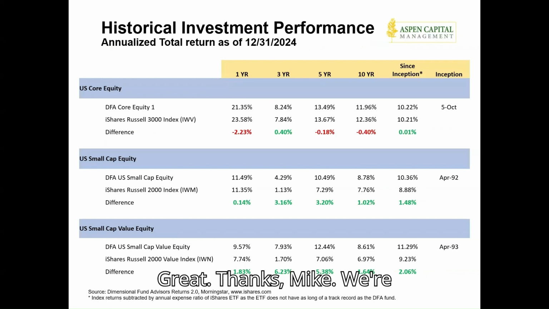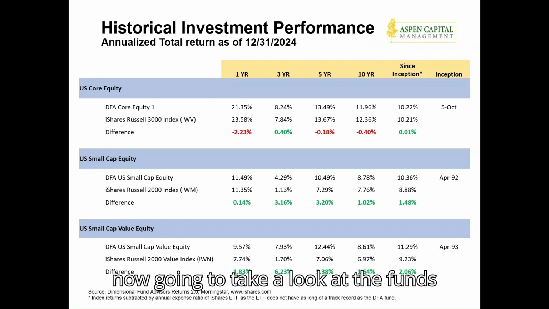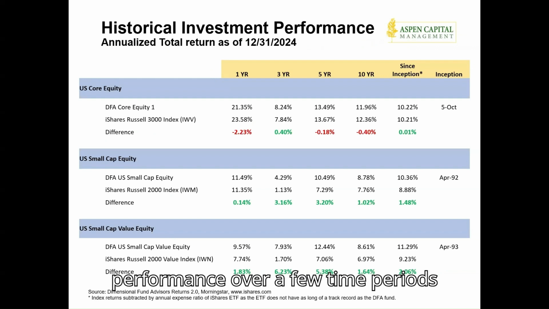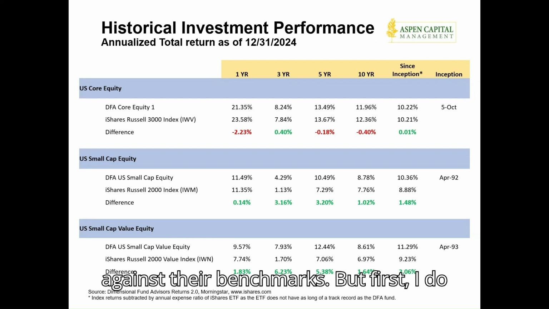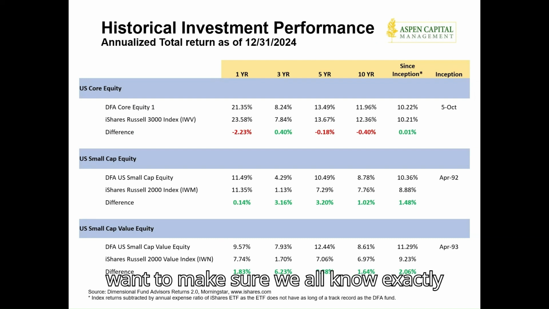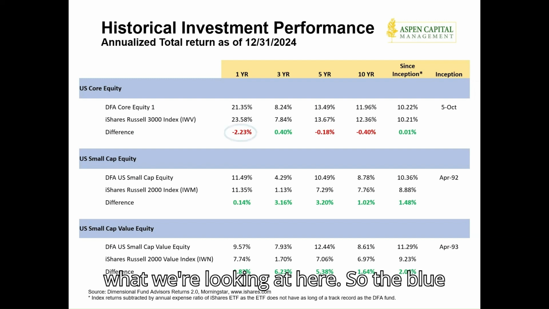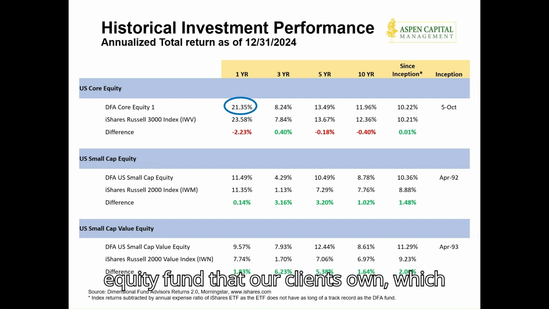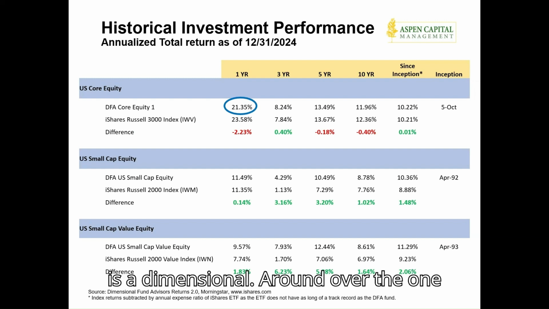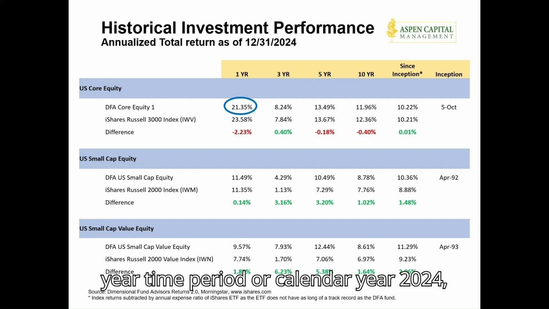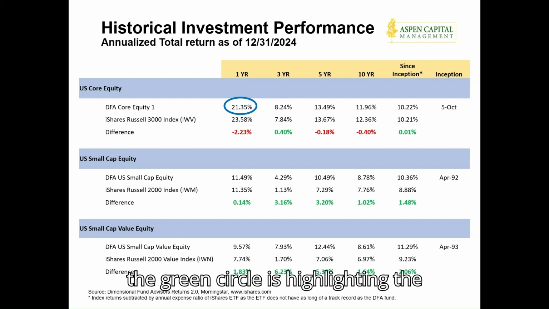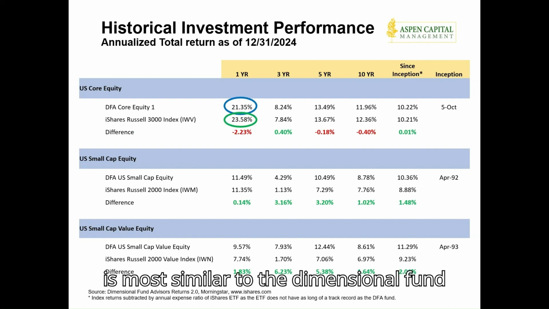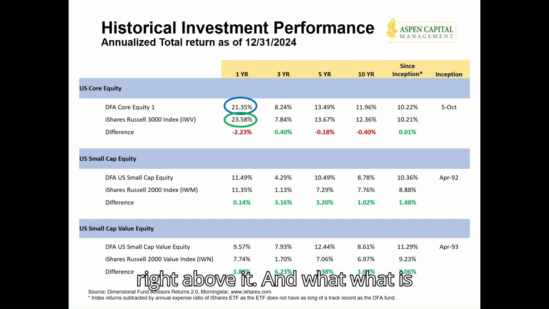Great, thanks, Mike. We're now going to take a look at the funds that our clients own and their performance over a few time periods against their benchmarks. But first, I do want to make sure we all know exactly what we're looking at here. So the blue circle is the return of the U.S. core equity fund that our clients own, which is a Dimensional fund, over the 1-year time period, or calendar year 2024. The green circle is highlighting the return of a benchmark index fund that is most similar to the Dimensional fund right above it.